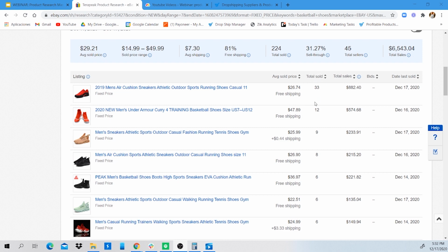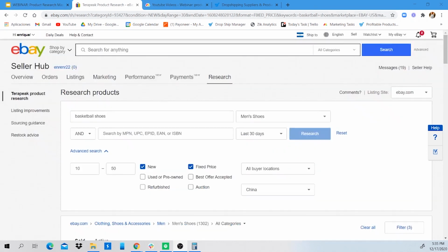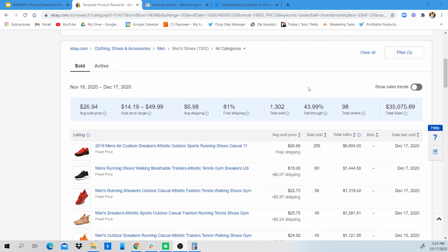Now this is the important part. It's all about the demand. Now, normally, let me give you an example. If we change this up, instead of the last 7 days to the last month or 30 days, the market size grows, but also you'll find products that have been sold more than 200 times, like this first product that you guys can see here.